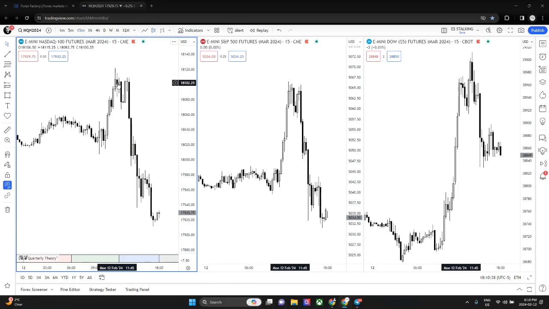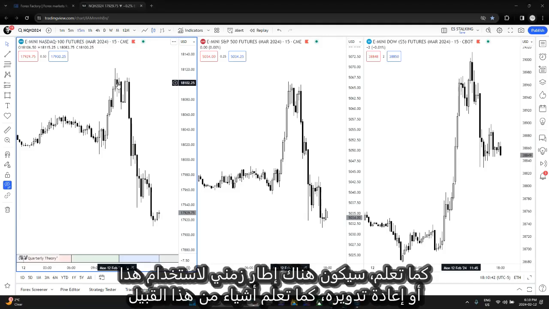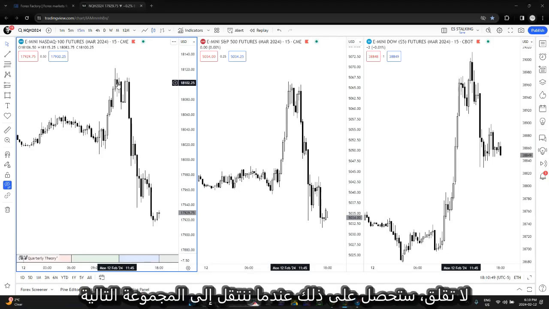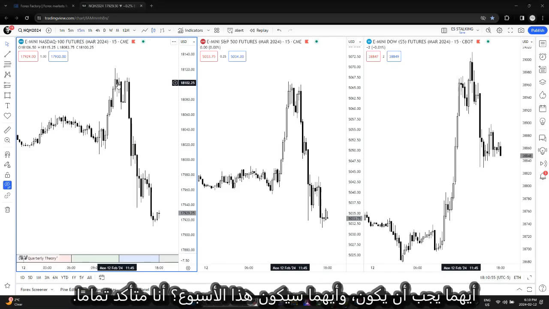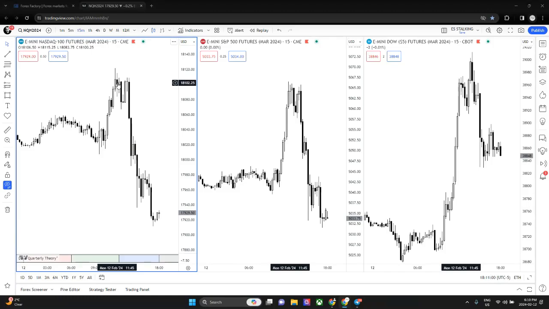And whenever I give you guys the actual model, it will have which time frame to use or which cycles, stuff like that. Don't worry, you'll get that whenever we move to the next group, which is going to be this week, I'm pretty sure.